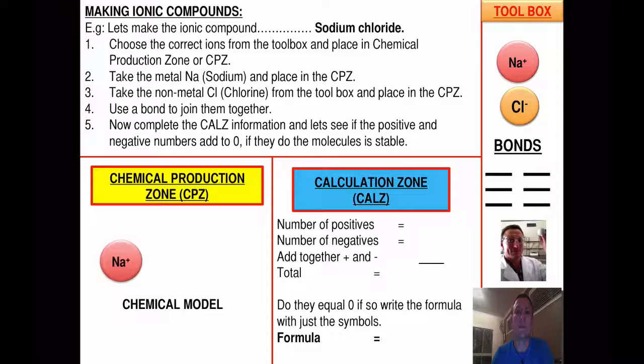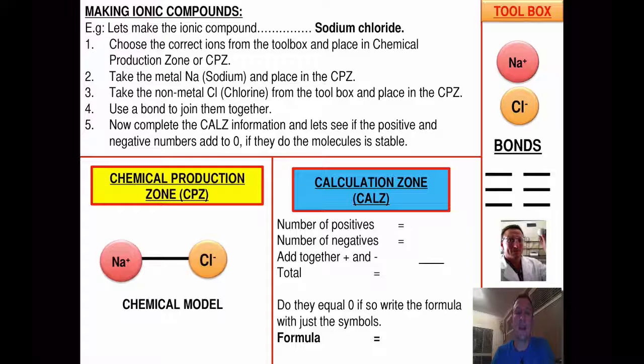Great. Okay, so the next thing we need to do is add our anion. Our anion in this case is chlorine. Basically it's given the salt name chloride. So copy and paste the chlorine from the toolbox and place it in the CPZ. Great job. Okay, so what we now need to do is join them together. They're joined together with a chemical bond, just a black line.